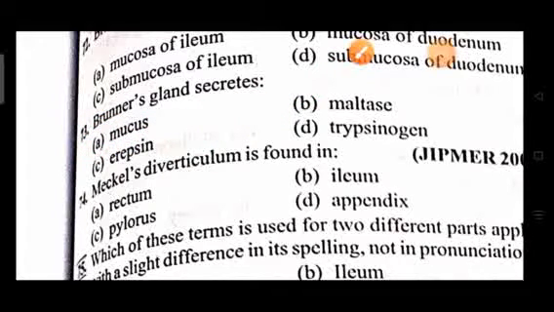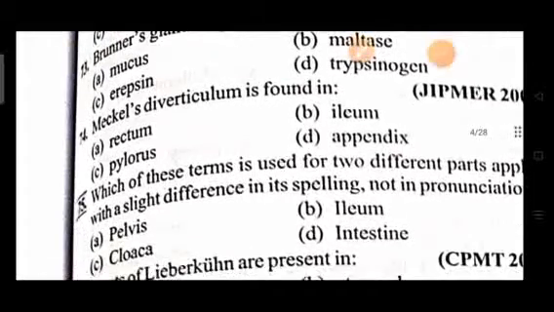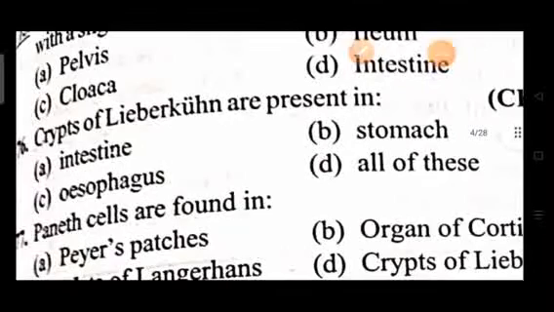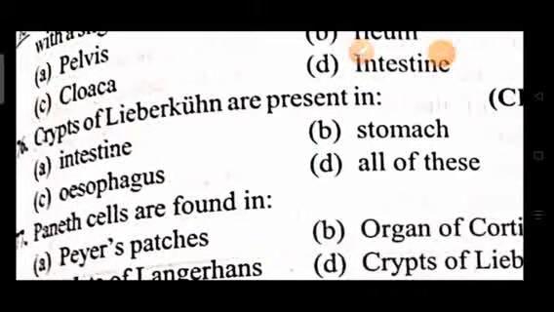Next, 76th question. Crypts of Lieberkühn are present in the intestine.